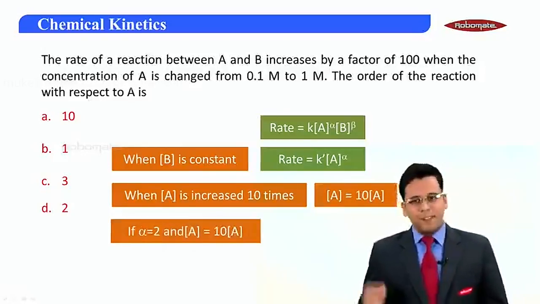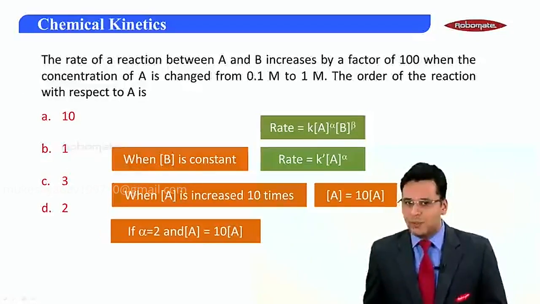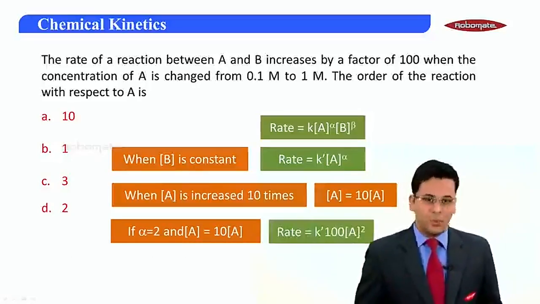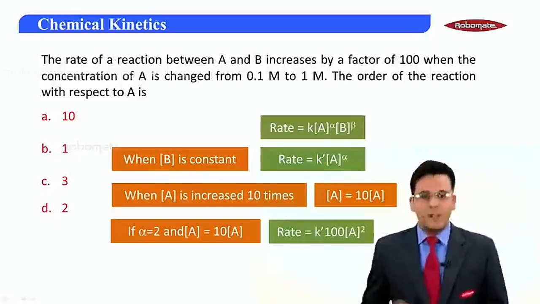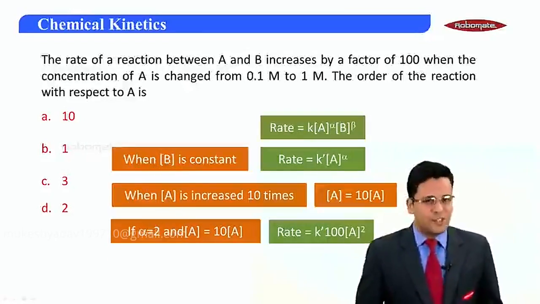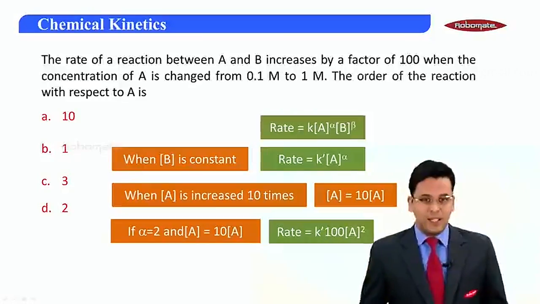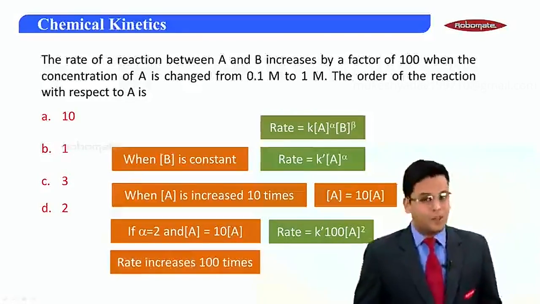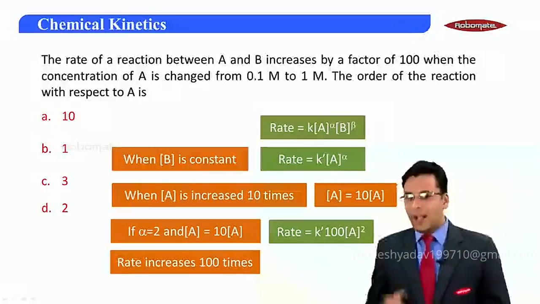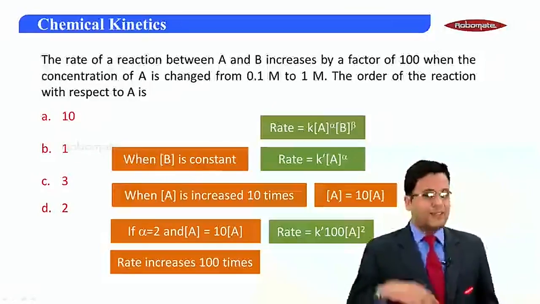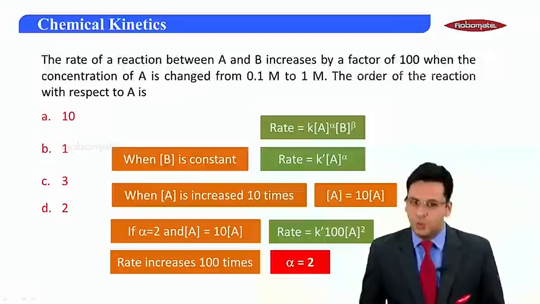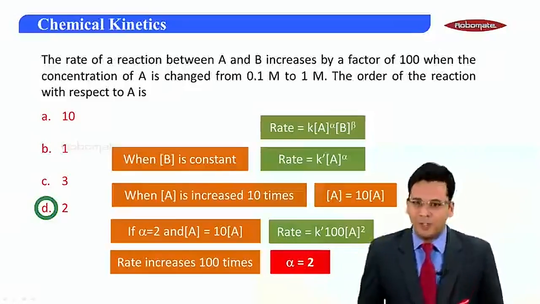So here, if we take the value of alpha as 2 and the concentration of A is increased 10 times, we can say that rate is equal to K dash into 100 into A square. And this justifies the given data, because here the rate increases by a factor of 100, which means the alpha value should be 2. So when the alpha is 2 and concentration of A is increased 10 times, the rate increases by a factor of 100. So the answer is 2. So D has to be the correct option.